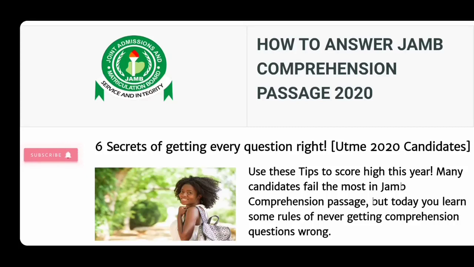Okay, guys, today you're going to be learning some tips that will help you to answer comprehension passage questions. So, the topic is how to answer Jamb Comprehension Passage 2020. The tips I'm going to share with you right now, guys, I believe are going to help you arrive at exactly the correct option to any question that will be given to you in the forthcoming Unified Tertiary Matriculation Examination. So I implore you to carefully look at the tips and the secrets that I'm about to share with you on how to answer comprehension passages.